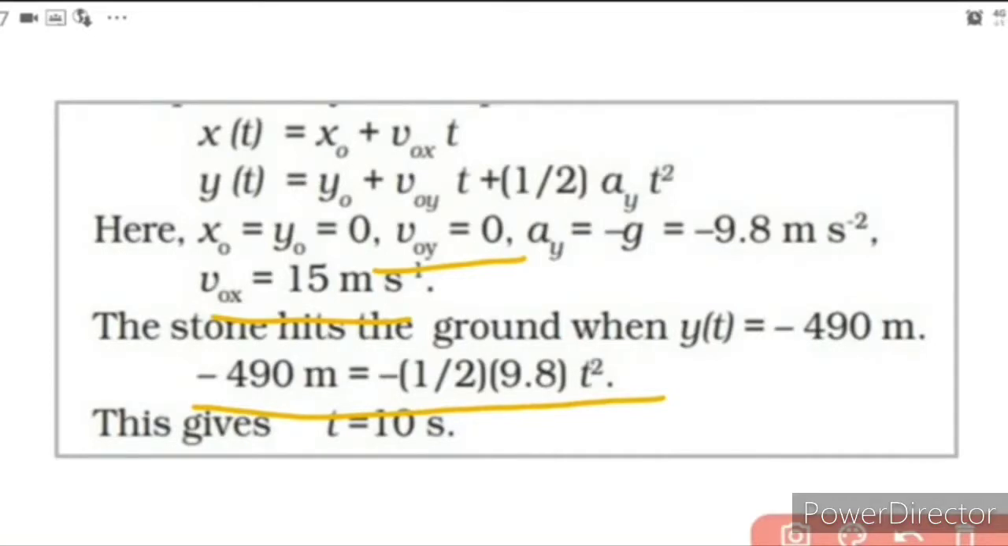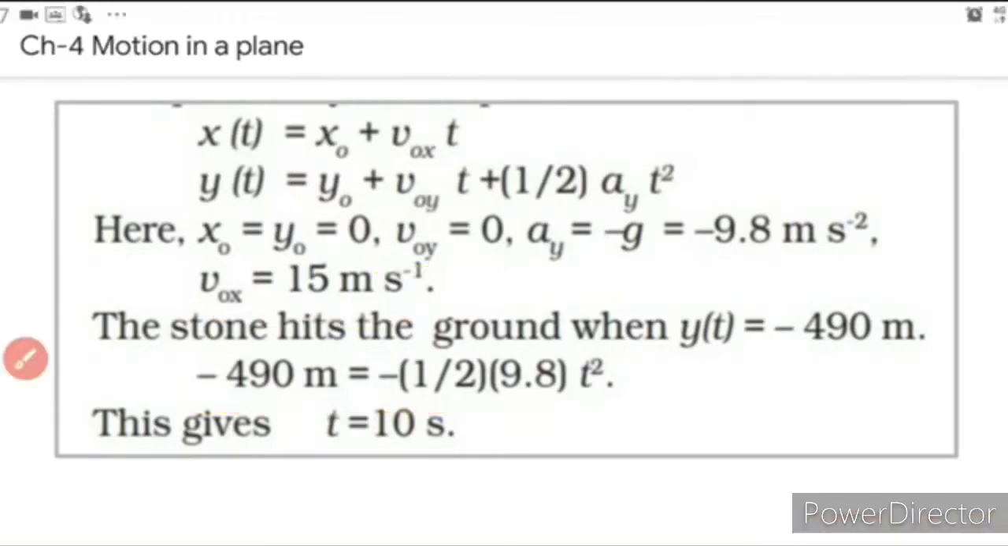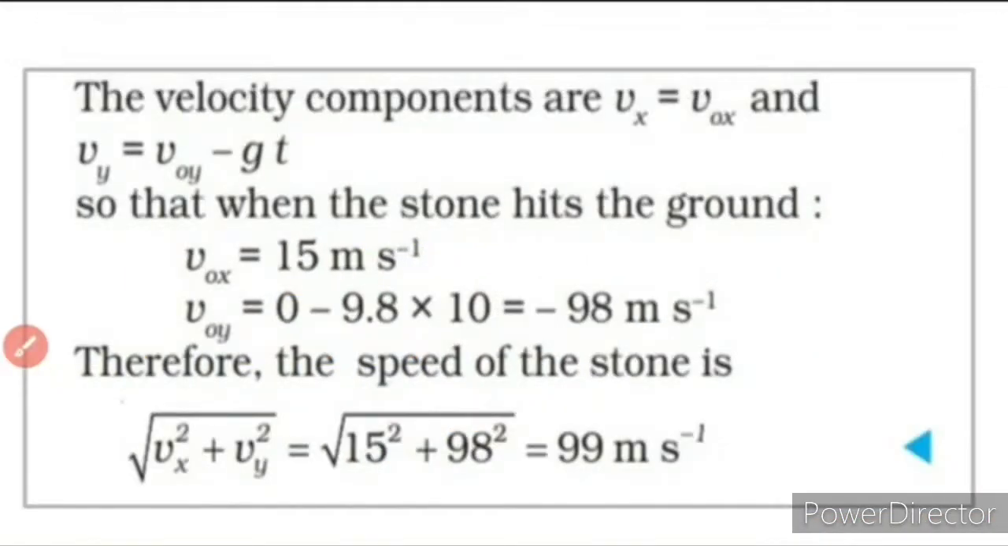After getting t as 10 seconds, we will get Vx and Vy. We know Vx is the same as V0x, that is 15, and Vy is equal to V0y minus gt, where V0y is 0. By substituting, we will get Vy is equal to 98 meters per second. Now root of Vx square plus Vy square will give you root of 15 square plus 98 square, which we will get to be 99 meters per second. So that is the answer to that question.